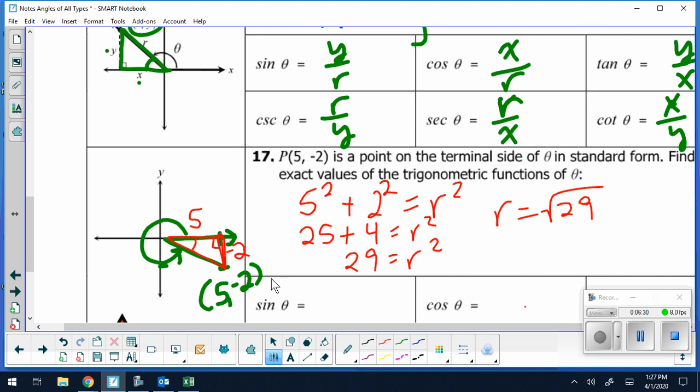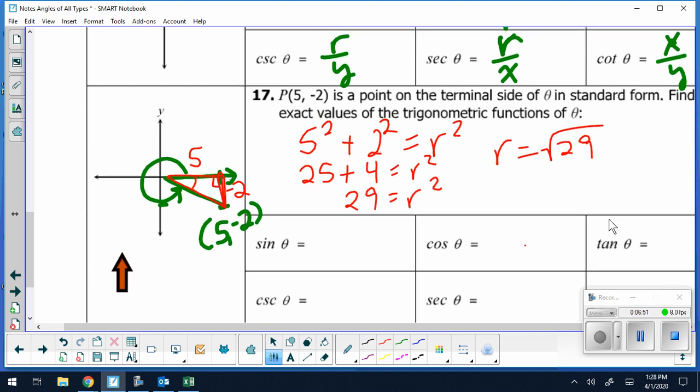So again, the reason I'm dealing with the negative for my y is because directions-wise, when I plotted that point, I went to the right 5, that's a positive 5. I went down 2, that's a negative 2. Your hypotenuse is always going to be positive, okay, because it's just straight up a distance. All right, so that means that this right here is square root of 29.